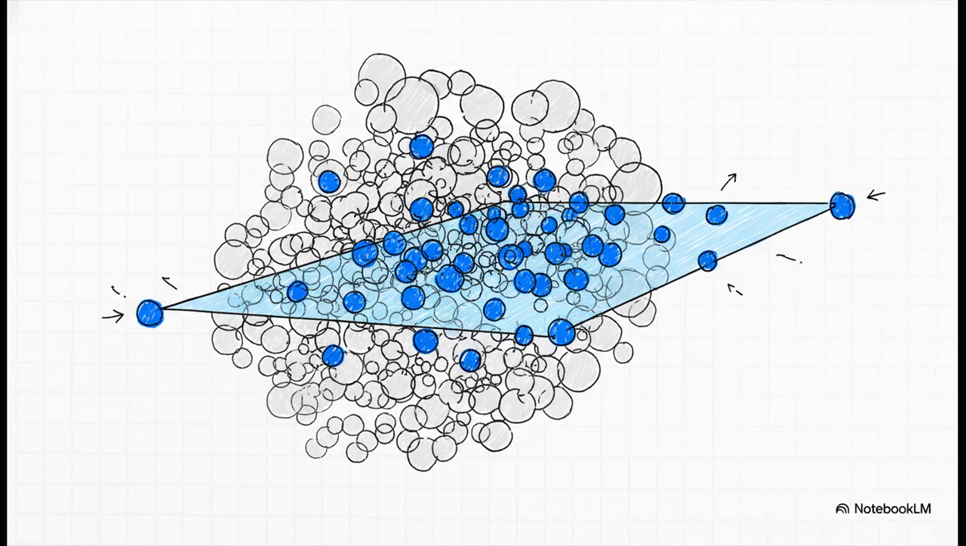This is where linear algebra comes to the rescue again. It gives us the tools to find a simpler view, like a flat slice, right through that messy cloud of data, a slice that still holds most of the important patterns. We call this dimensionality reduction. It's all about finding the signal inside all that noise.